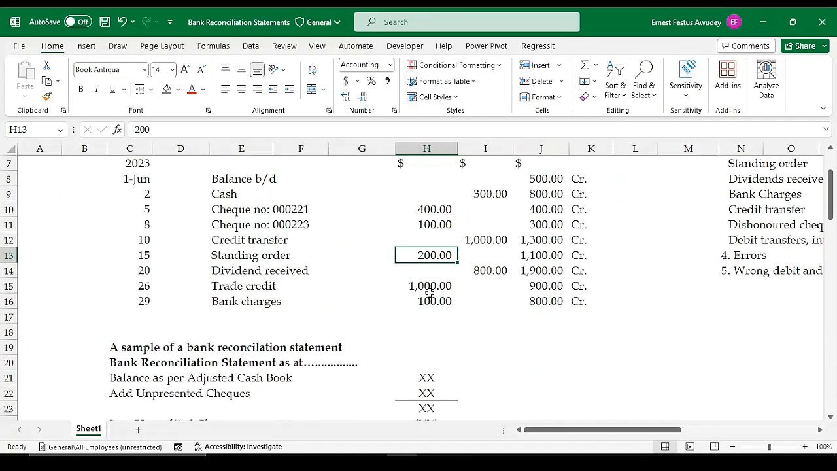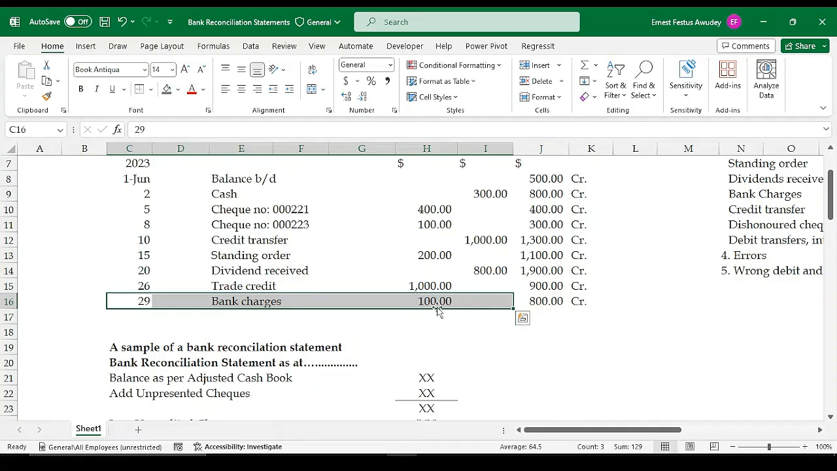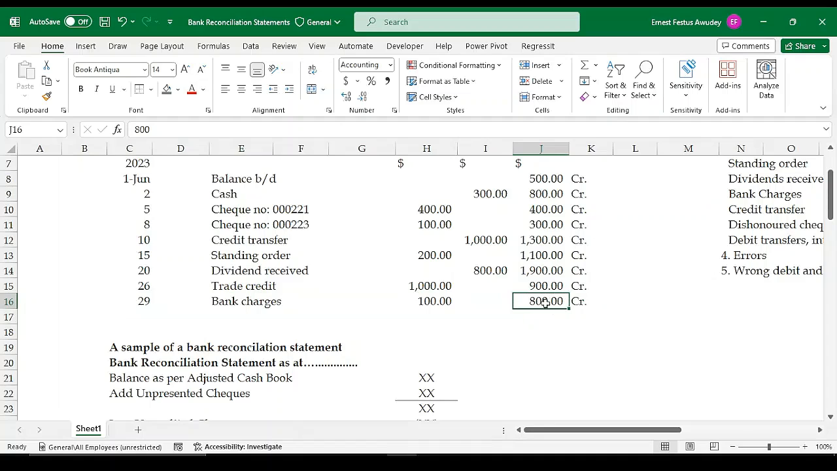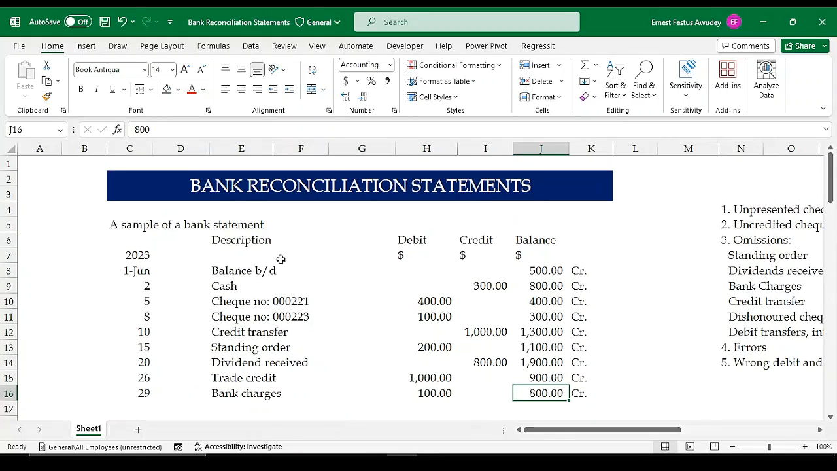Down to the last item here, the last one here is bank charges. Bank charges of $100 have reduced the balance from 900 to 800. So this 800 here is the month end balance of our bank account, shown on the bank statement right here. So that is what we have there. Okay, so this is the bank statement.